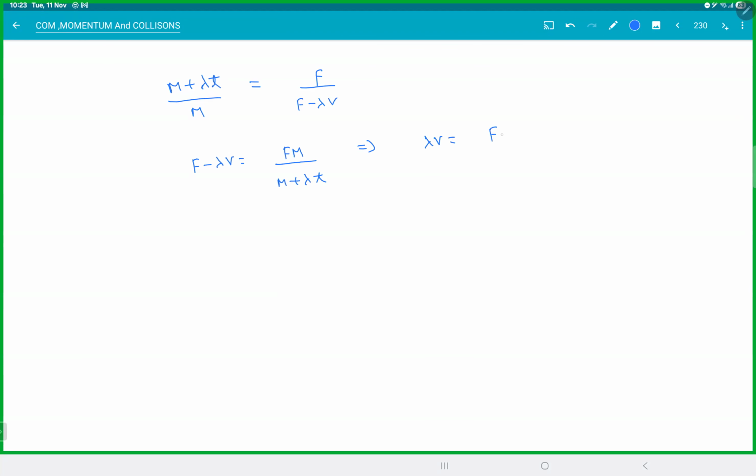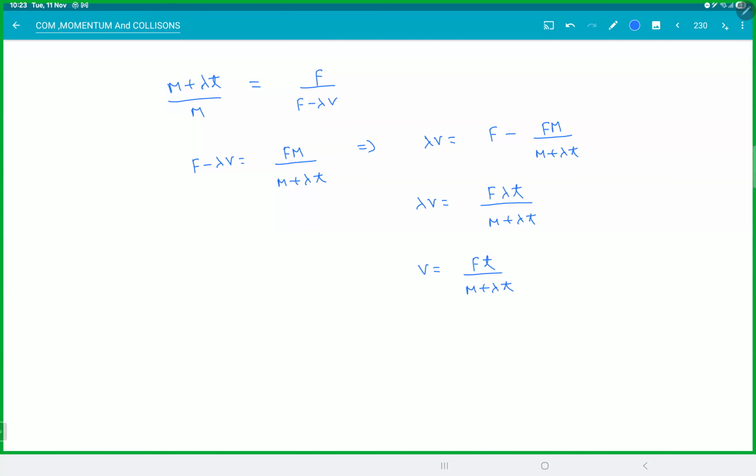So lambda v will be f minus fm by m plus lambda t. Cross multiply. Fm will cancel. You end up with f lambda t by m plus lambda t. V is equal to ft by m plus lambda t. Clear with this?